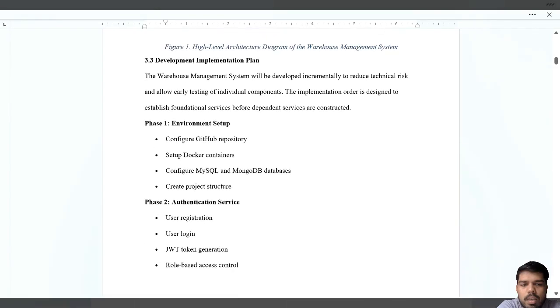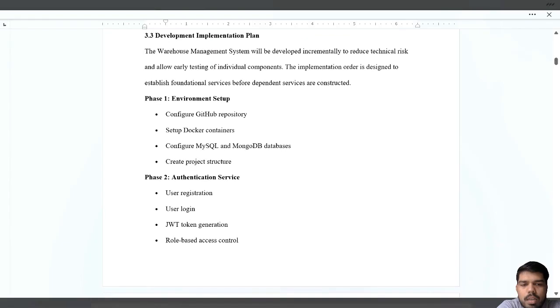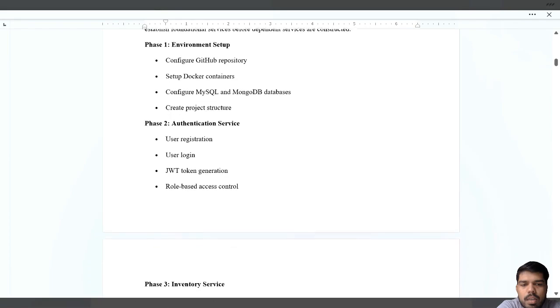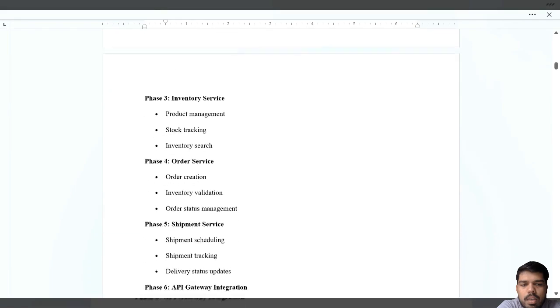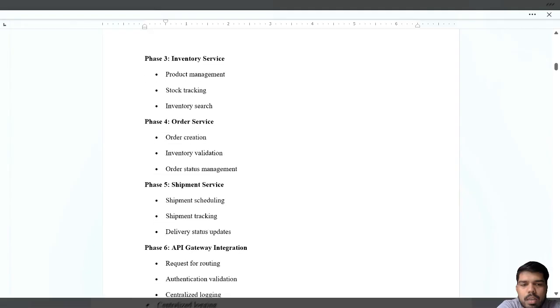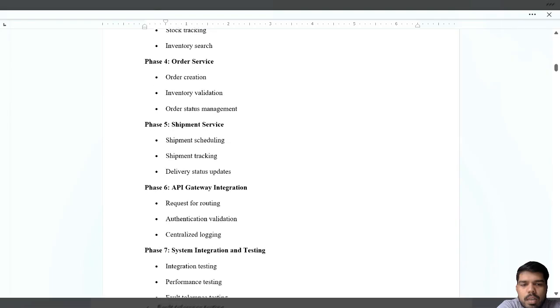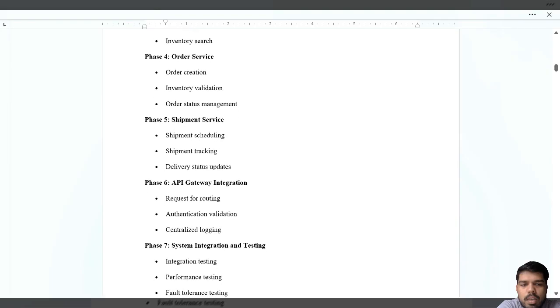Talking about the development implementation plan, the project will be developed incrementally in the following phases. Phase one is mostly focused on setting up the development environment, Docker containers, and the database. Phase two is for developing the authentication service. Phase three is for developing the inventory management functionality. Phase four is for implementing the order processing. Phase five is for developing the shipment tracking.